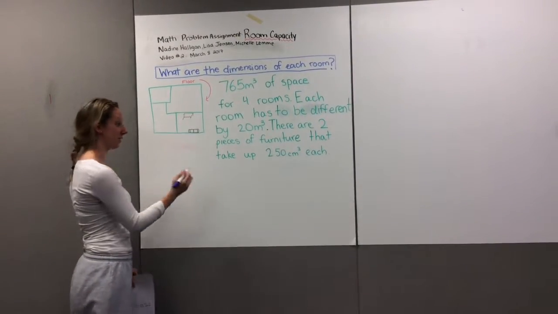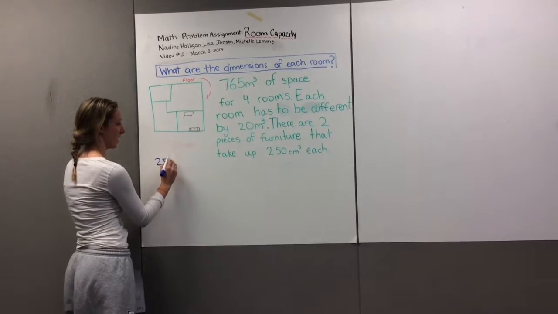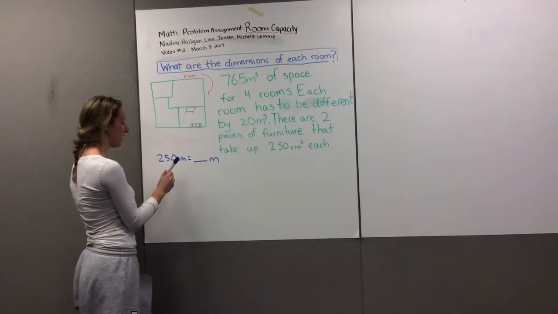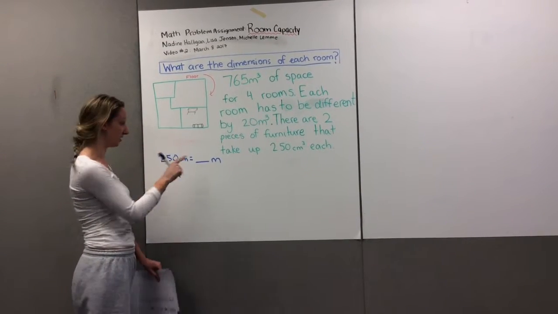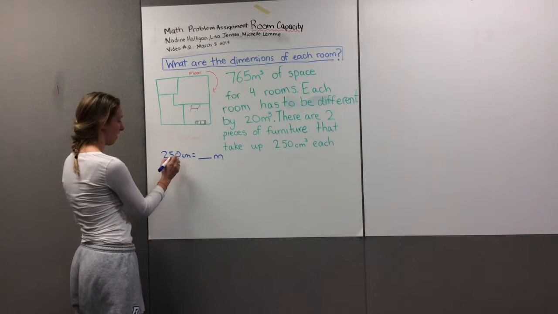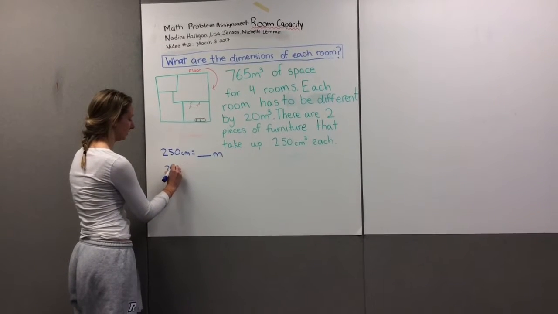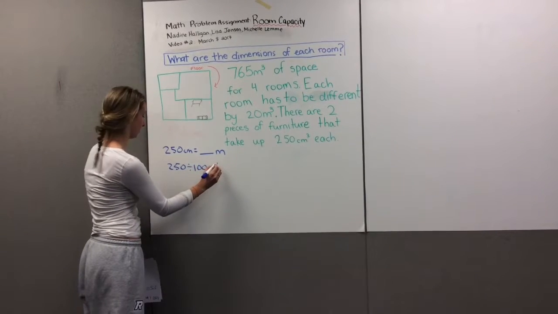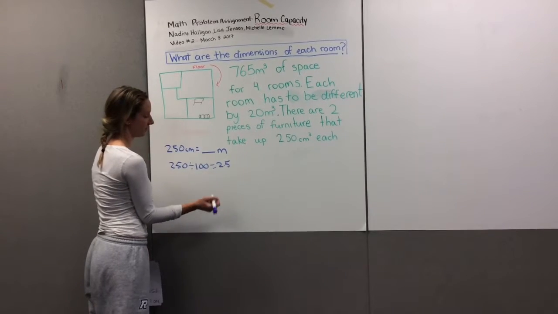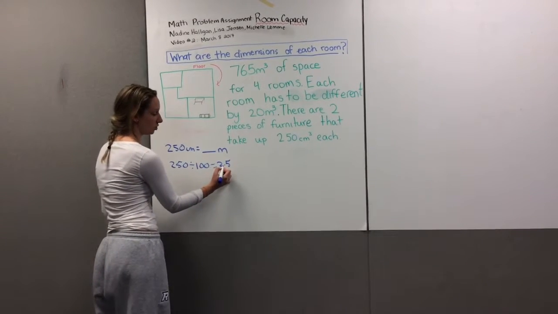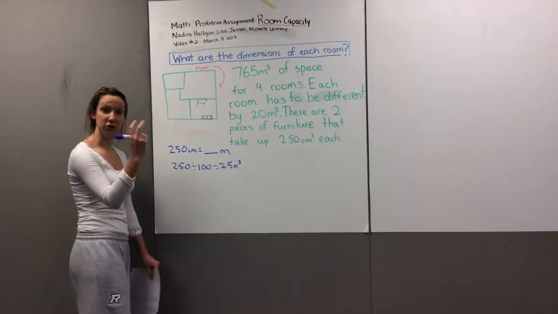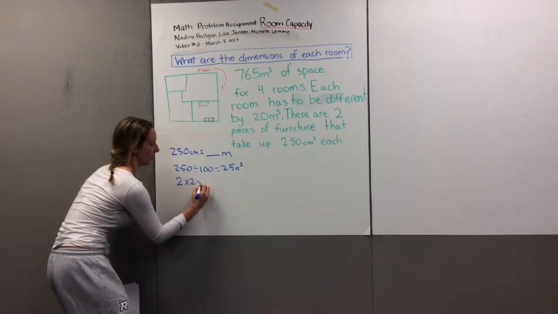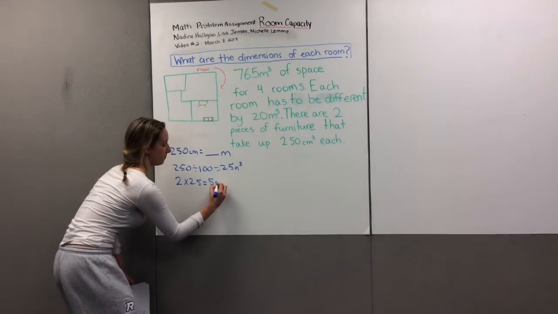The first step I'm going to do is convert my 250 centimeters into meters. So I know that in each meter there are 100 centimeters. So I'm going to divide 250 by 100 equals 2.5. So each piece of furniture is 2.5 meters cubed, but there are 2 pieces of furniture. So I'm going to say 2 pieces of furniture times 2.5 equals 5 meters cubed.